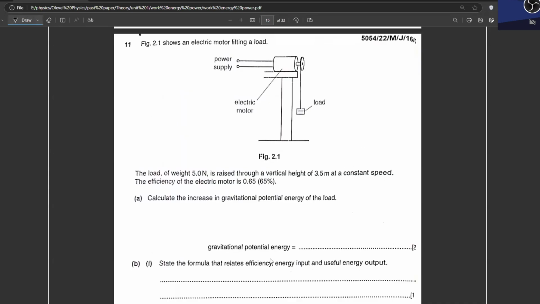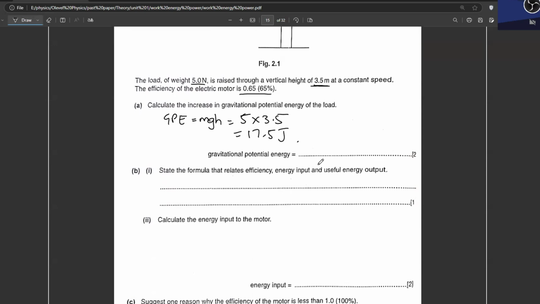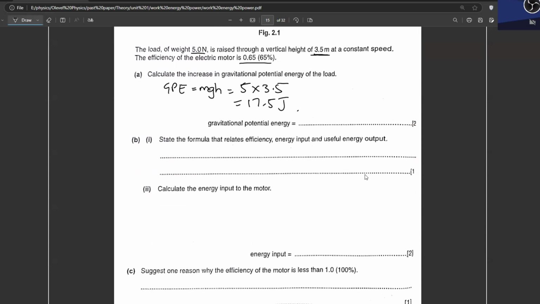Figure 2.1 shows an electric motor lifting a board. The weight of the load is 5 Newton, and it is raised through a vertical height of this. This is your weight, this is your vertical height. The efficiency of the electric motor is this. Calculate the increase in gravitational potential energy. How will you calculate it? That is equal to mgh. Your mg is given as 5 Newton, your height is given as 3.5. 5 into 3.5 comes out to be 17.5 joules of energy. State the formula that relates efficiency, energy input, and energy output. Very easy.